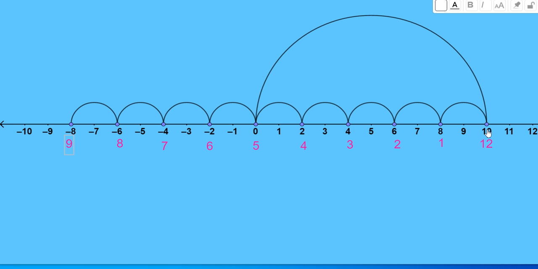Here the temperature is 10 degrees Celsius at 12 noon. So it reduces to 8 degrees Celsius at 1 p.m. At 2 p.m. it is 6, 3 p.m. 4, 4 p.m. 2 degrees Celsius, 5 p.m. 0 degree. Similarly 6, 7, 8. At 9 p.m. it will reach negative 8 degrees Celsius.